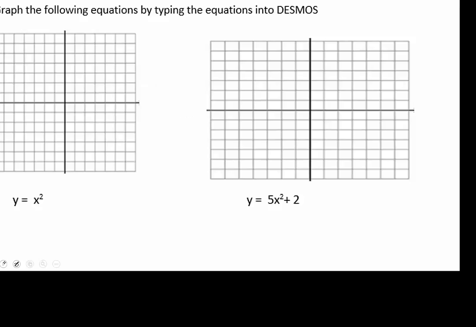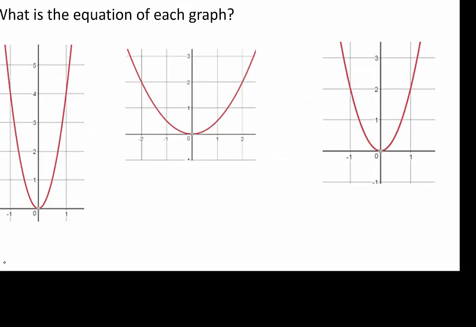Shifting functions vertically. Graph the following equations by typing them into Desmos. So I want you to use Desmos or a graphing calculator to get a sketch of these functions. What is the equation of each graph? A normal parabola would go over 1, up 1. This parabola has been stretched. Imagine you grab the parabola by the top and you stretch it up. So this parabola, instead of going over 1, up 1, goes over 1, up 4.